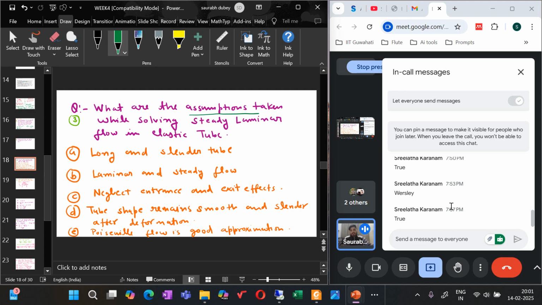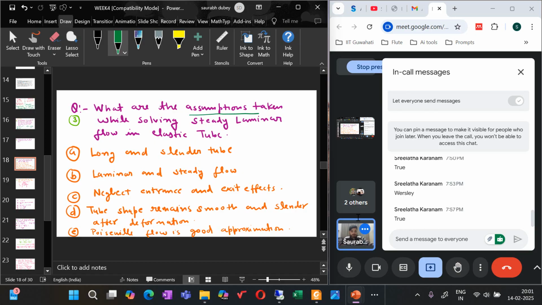Option A is laminar and slender tube. Option B is laminar, long and slender tube. Option B is laminar and steady flow. Option C is neglect entrance and exit effects. And option D is tube shape remains smooth and slender after deformation. And the last option is that you are approximating it to be Poiseuille flow. So that approximation is true here also.